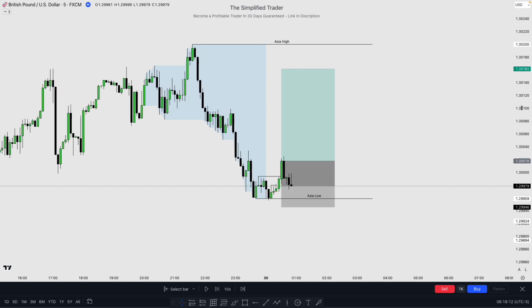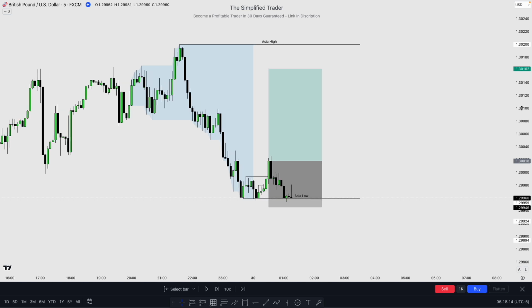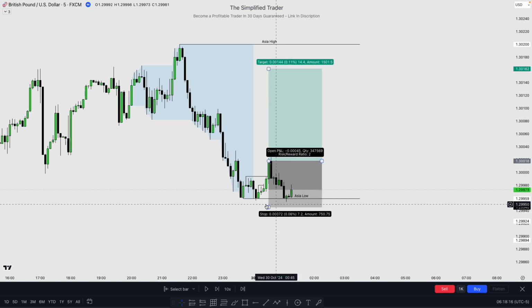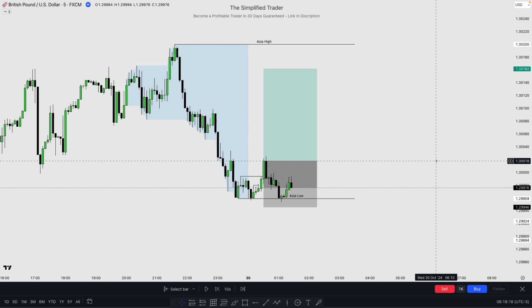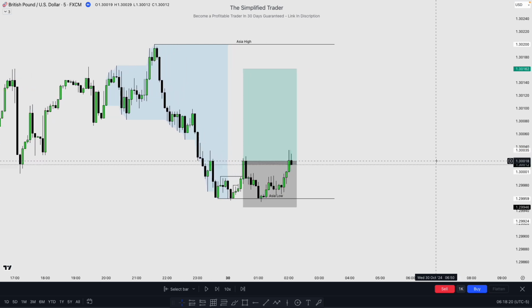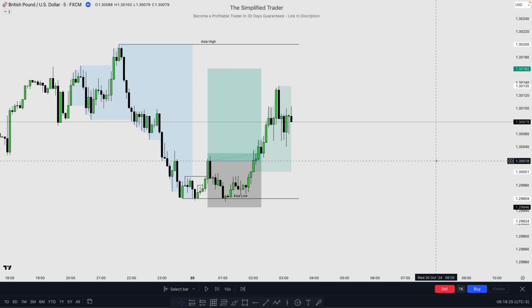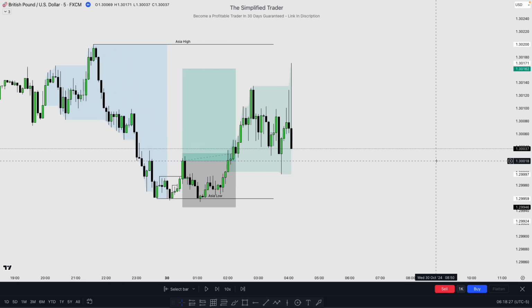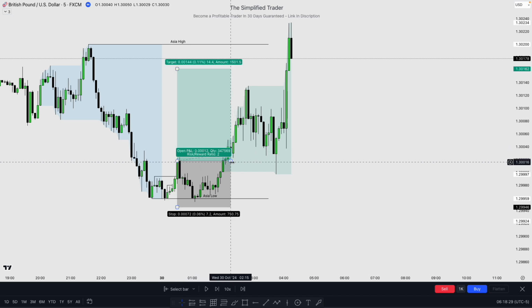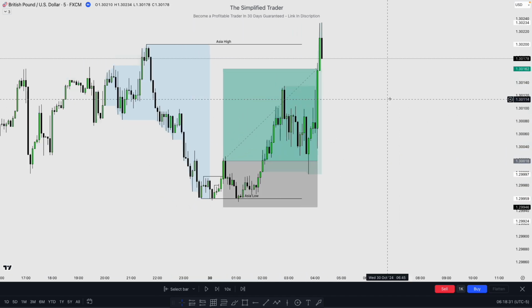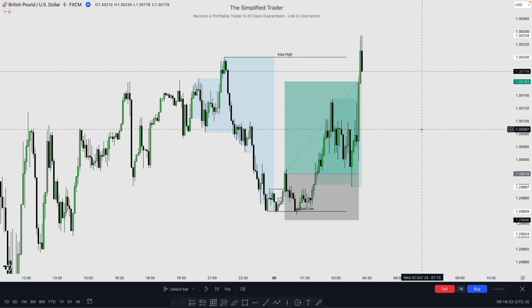Playing price forward, let's see how this plays out. We do get a little bit of drawdown and the market sweeps liquidity again, which is fine, nothing to worry about. And here we can see price action starts running bullish. And there you go, we're out of our trade for a 2 to 1R trade.